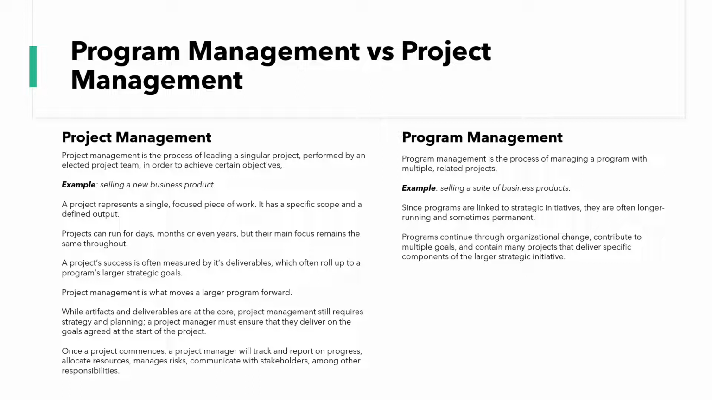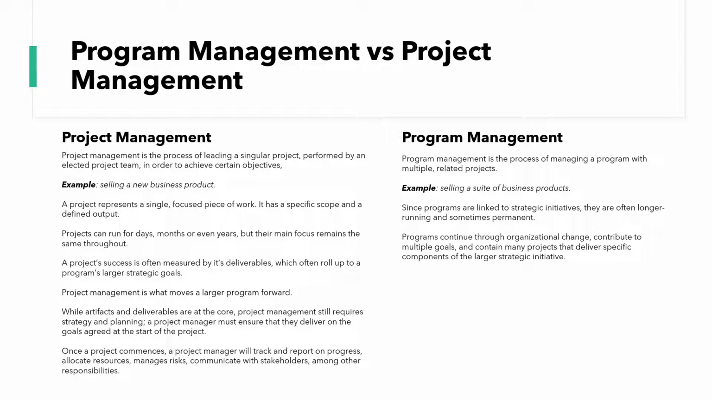And while artifacts and deliverables are at the core of a project, project management still requires strategy and planning. So there's a project manager, often elected, and they must ensure that they deliver on the goals that are agreed at the start of the project. Once a project commences, a project manager will track and report on progress, allocate resources, manage risk, and communicate with various different stakeholders, among other responsibilities as well.